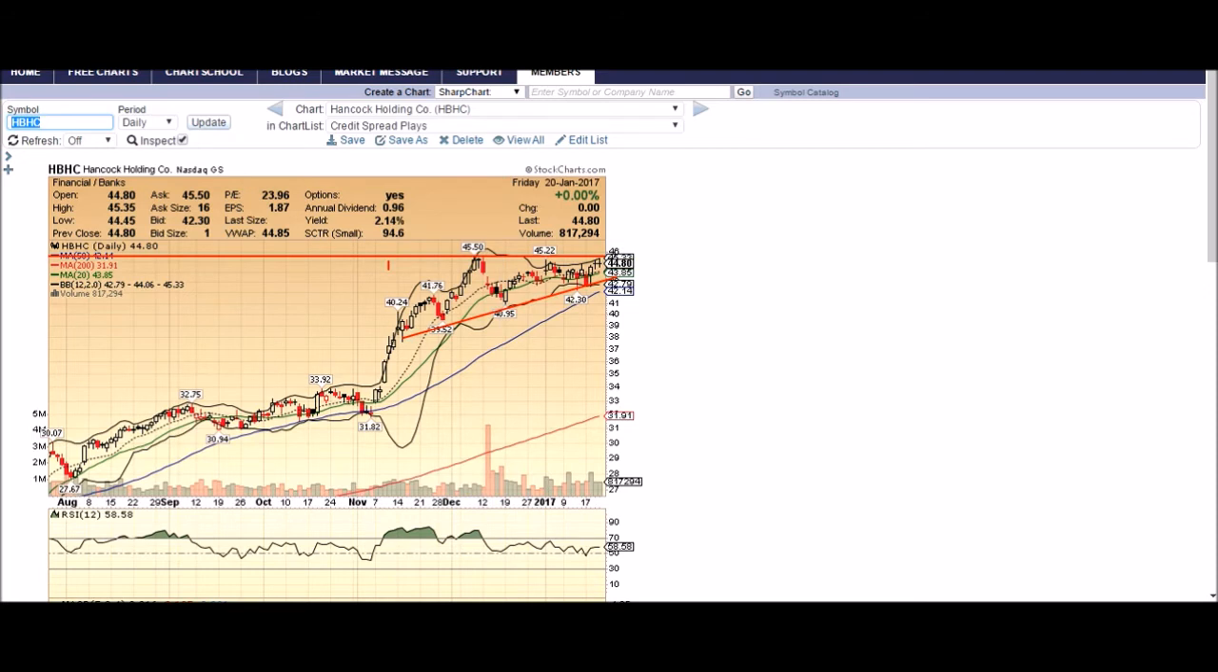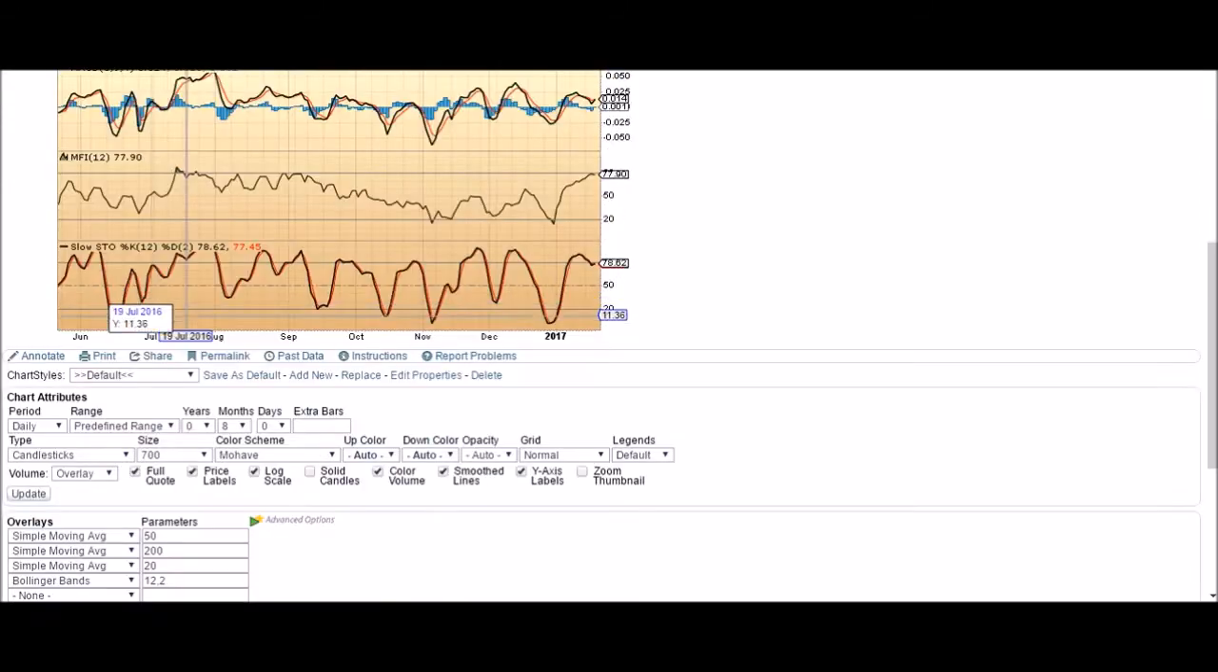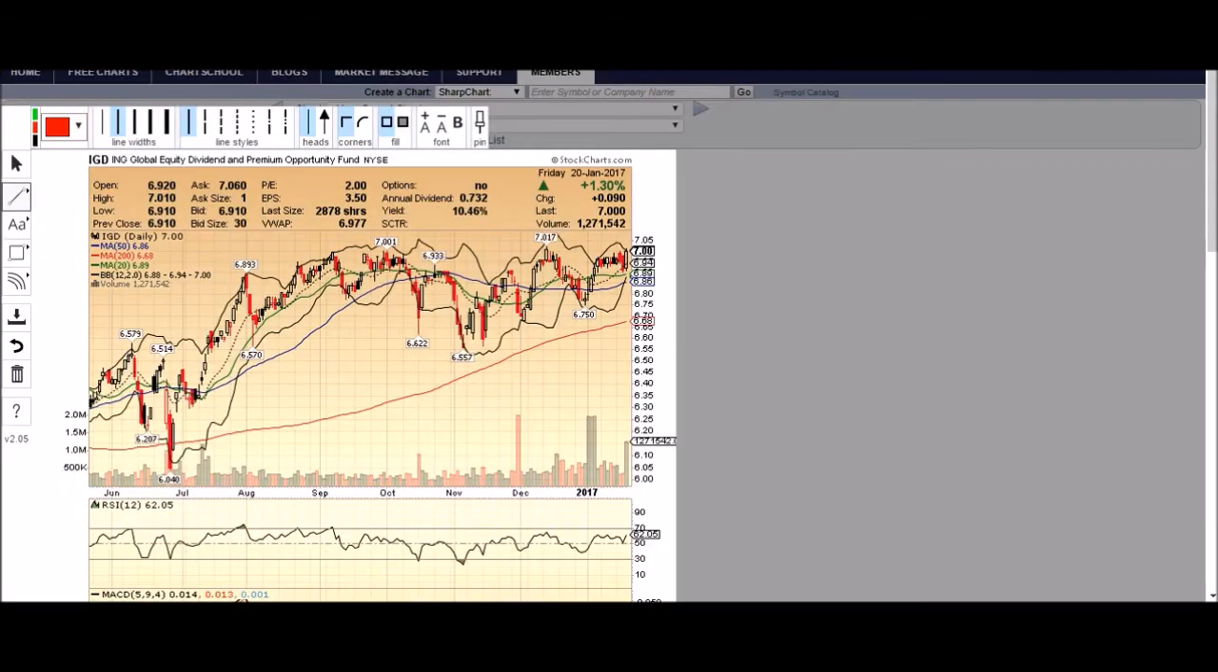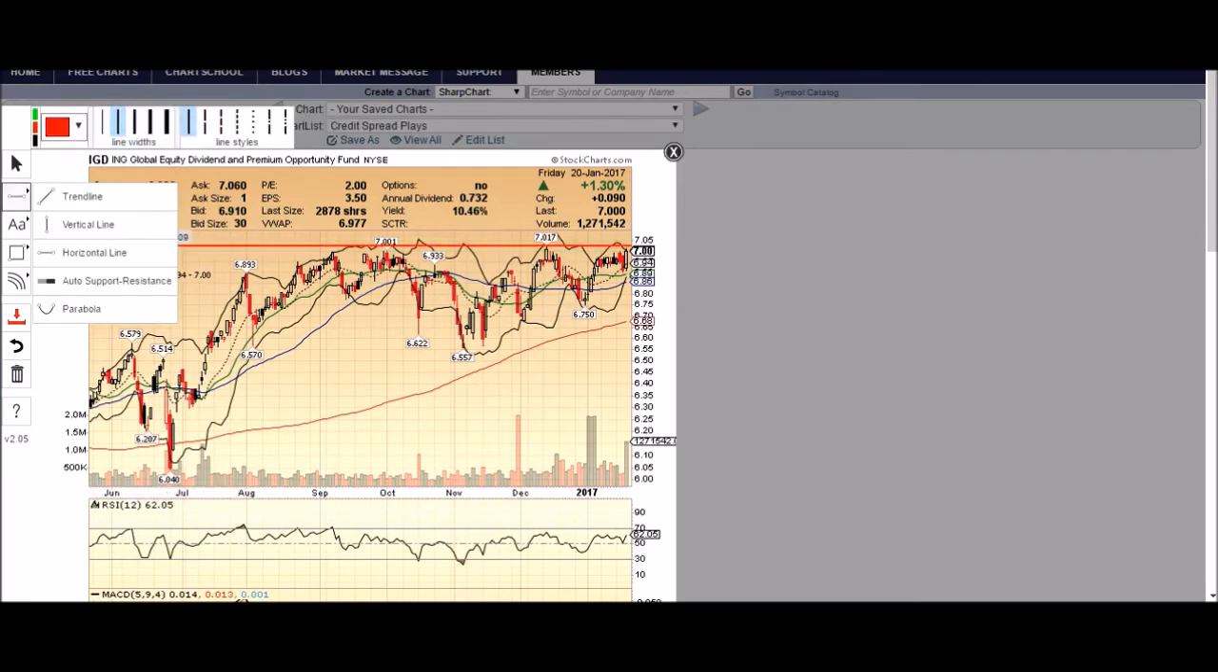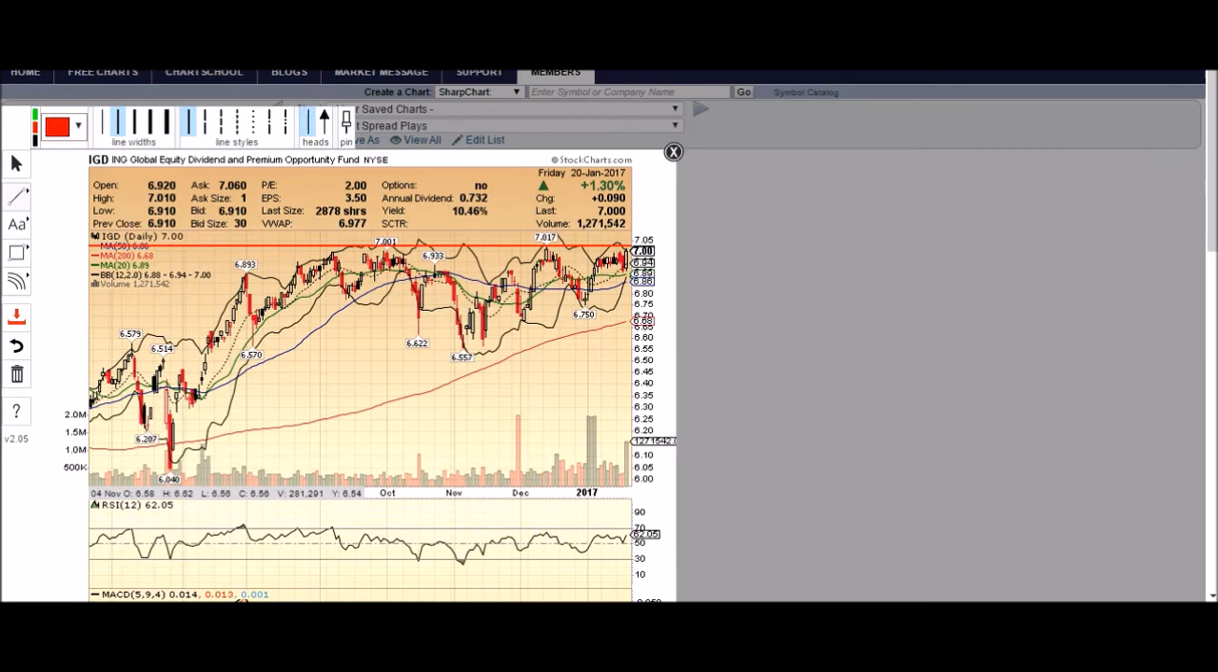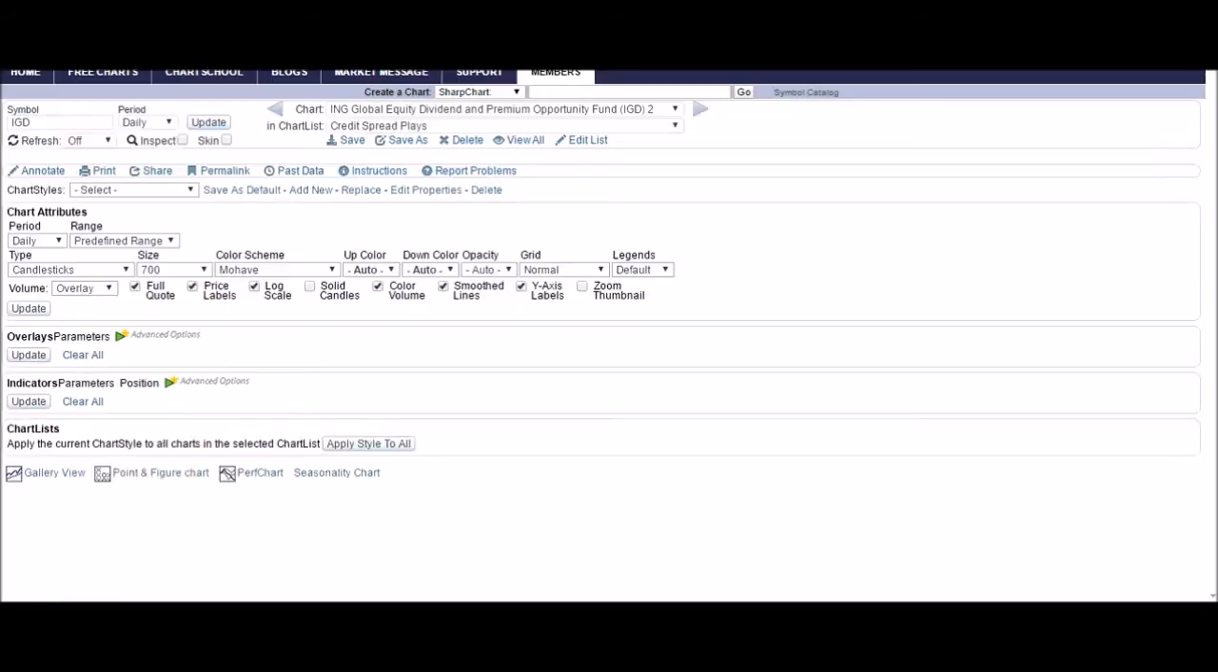You see one like this, HBHC has a little more clear path to run. It makes it a little more appealing to trade. Now the other one, IGD, let's jump on that one real quick. It's annotated again real fast. Horizontal level of resistance, ascending shorter term support. Go ahead and save that.